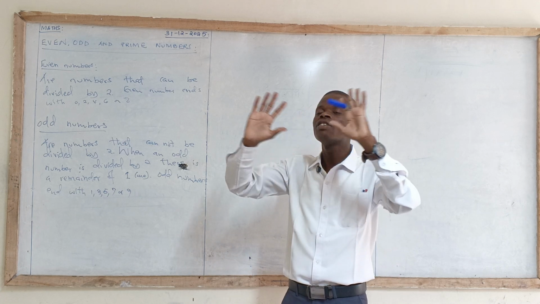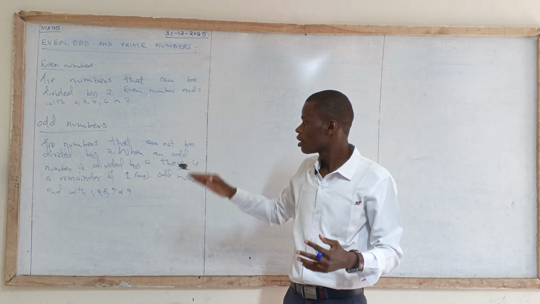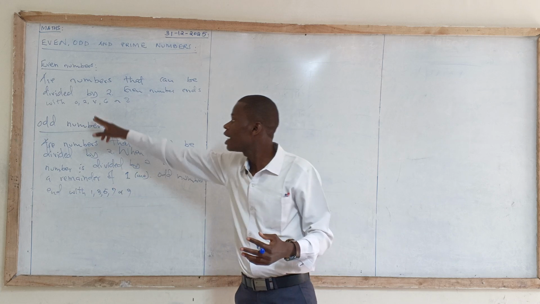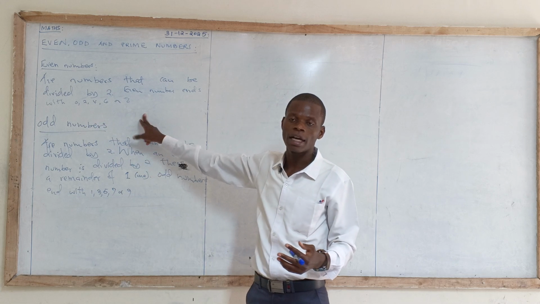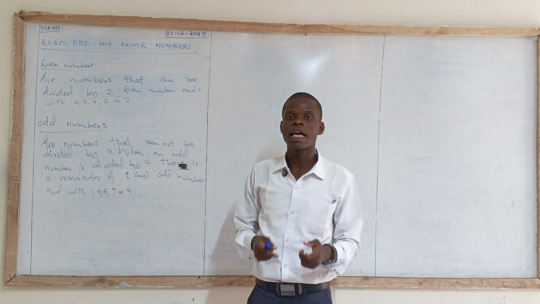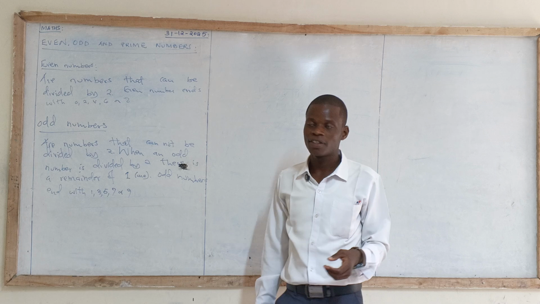So no matter how big the number is, if it ends with these digits, it is an odd number. If it ends with these digits, it is an even number. So you can tell. If you are told to sort even numbers and odd numbers, you are capable of doing that with ease.